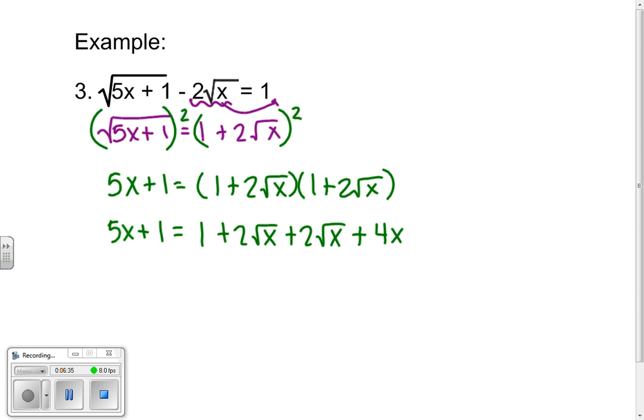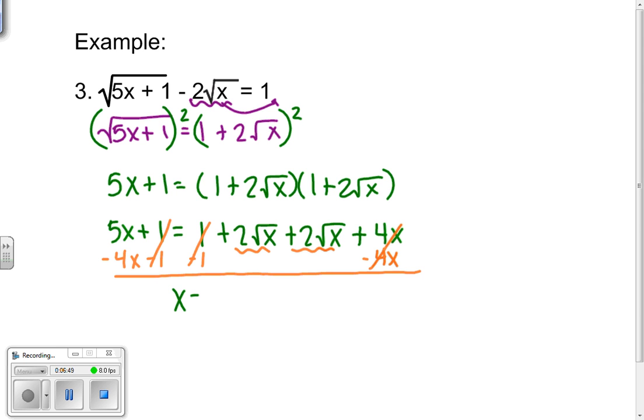I'm going to combine like terms and move things over. So I'm going to combine this and this. I'm going to subtract 4x, and I'm going to subtract 1, so that this cancels, this cancels, this cancels. What I really have is x, 1x from the 5x minus 4x, equals 4 root x.